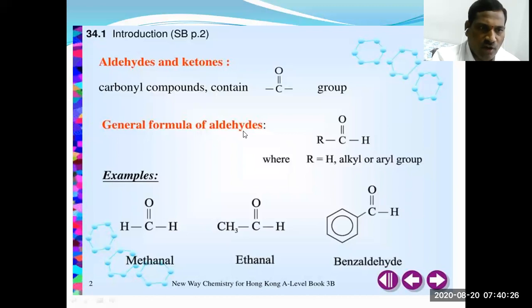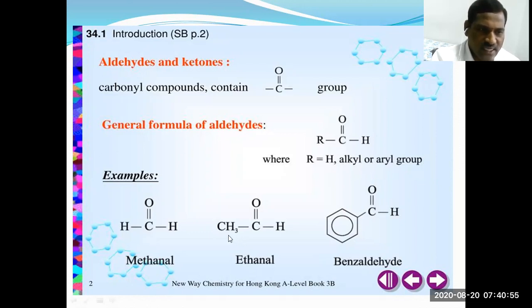The general formula of aldehydes is R-C double bond O-H, where R may be hydrogen, an alkyl group, or an aryl group is present. For example, we can take hydrogen. This is called methanal. The common name of this compound is formaldehyde.